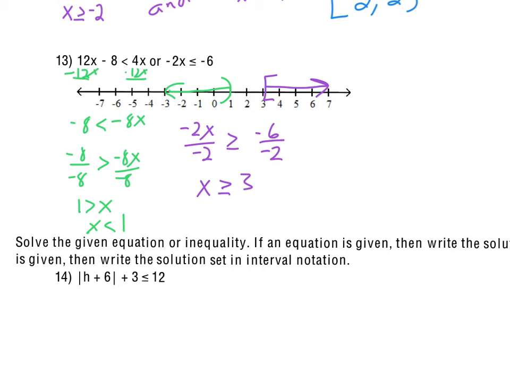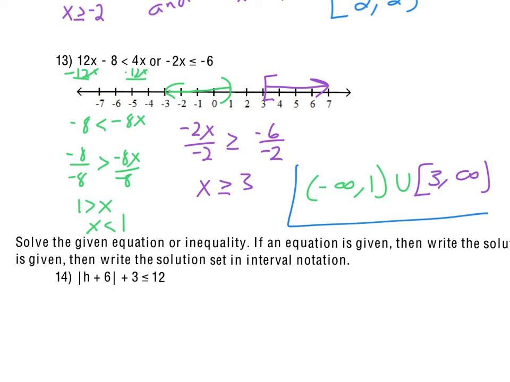Now remember, when we go to write this in interval notation, we need to use two intervals really in order to write this. So we go from negative infinity up to 1, and we union that with 3 all the way up to infinity. So that's what our interval notation looks like for that one.